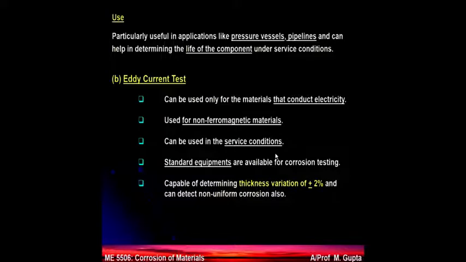And the second method we use to find the thickness of the wall is the eddy current test. And as I indicated, it has certain limitations; it's only used for materials that conduct electricity. For non-ferromagnetic material, it can be used in the service condition. You have the standard equipment there, and you can get an accuracy of plus minus 2% using this method.